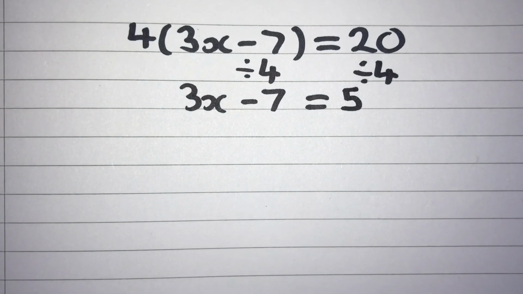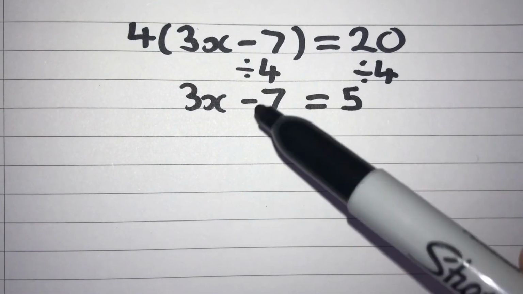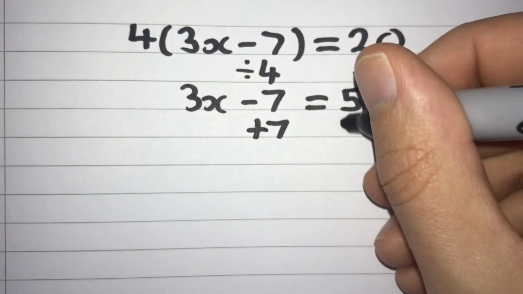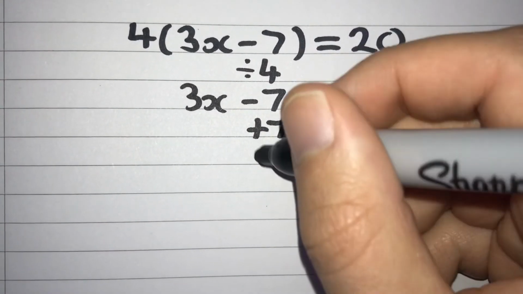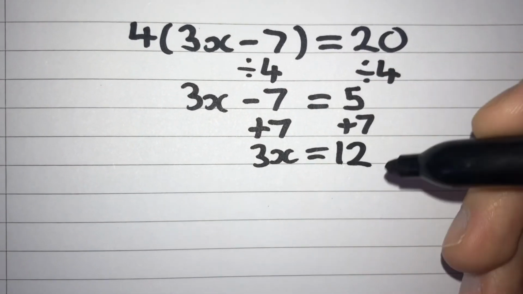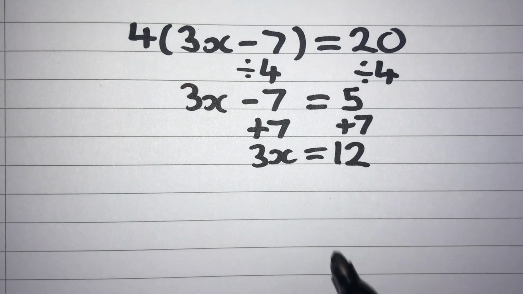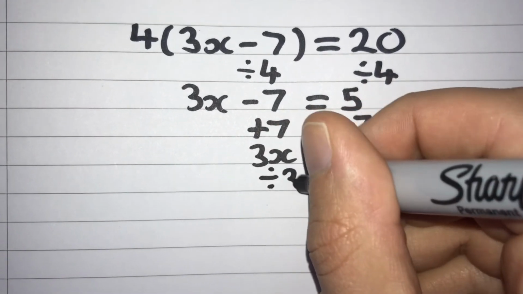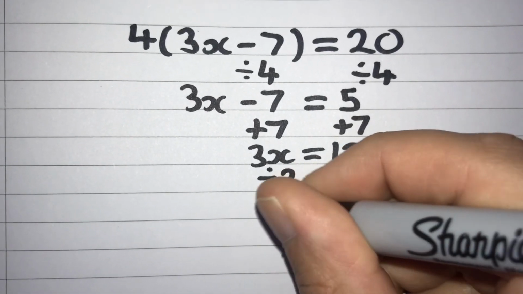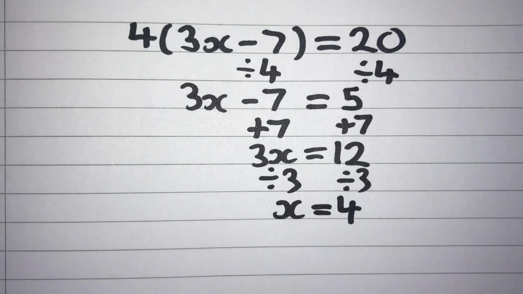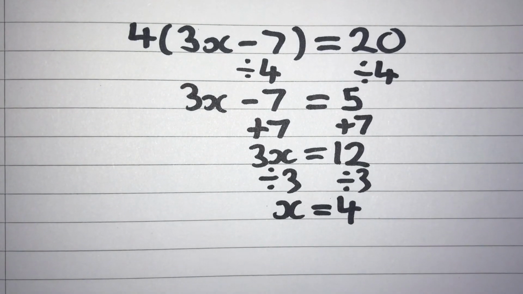Well, to solve that equation, we need to first of all get rid of this minus 7, and we do that by doing the opposite. We add 7 to both sides. So on the left, we're left with the 3x. On the right, 5 add 7 gives us 12. Now we have 3x equals 12, so to get what x is on its own, we need to divide by this 3. So x is equal to 12 divided by 3, which gives us 4. Which again was exactly the same answer as we got using the other method.